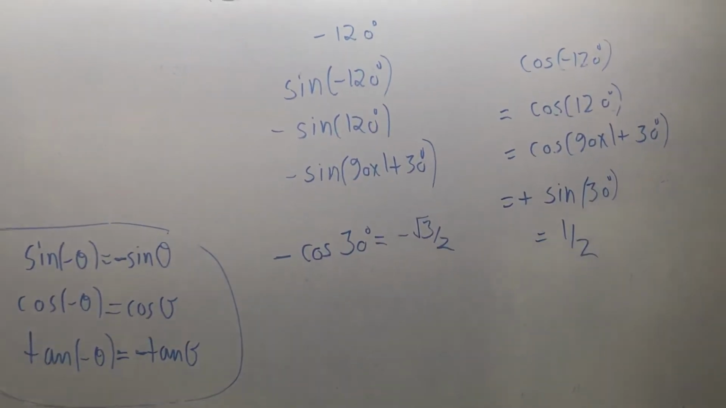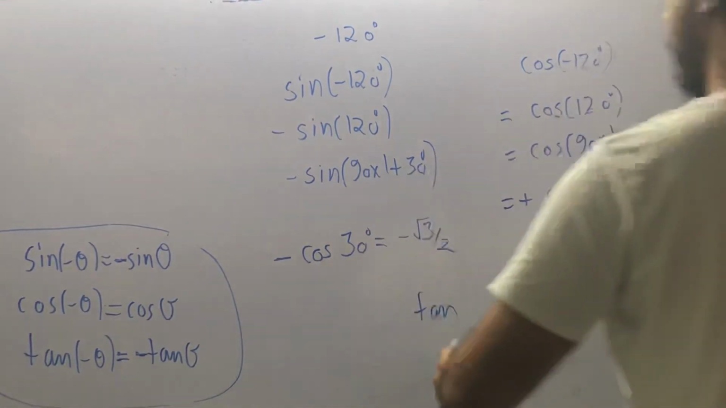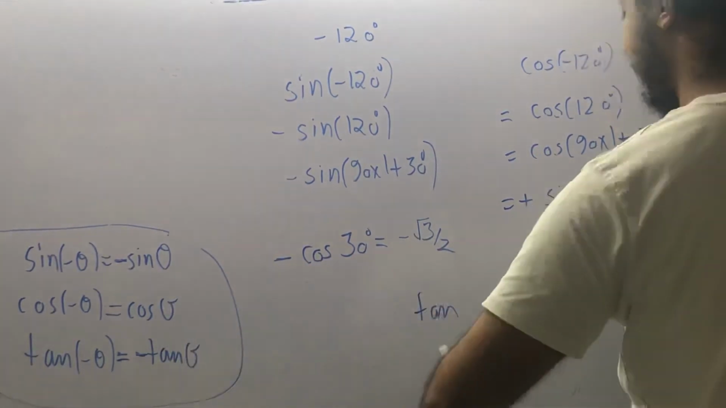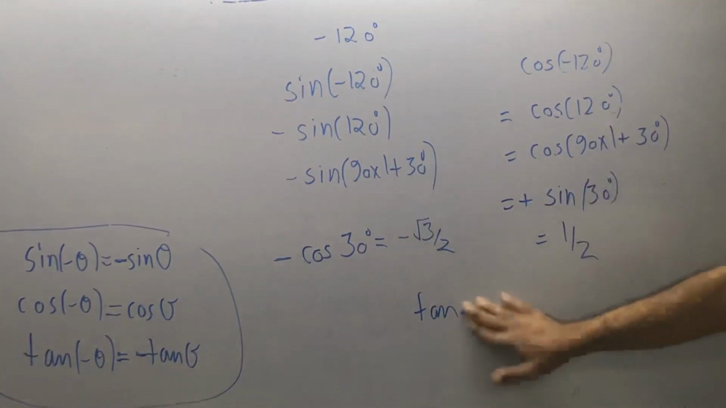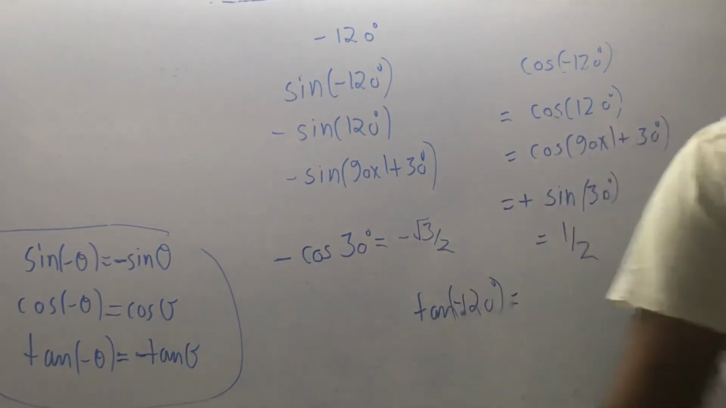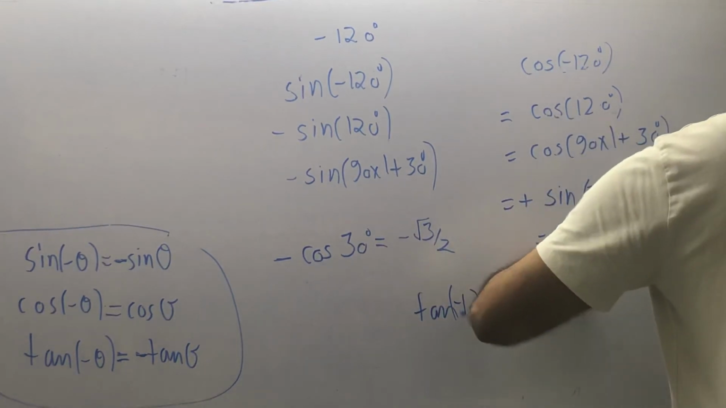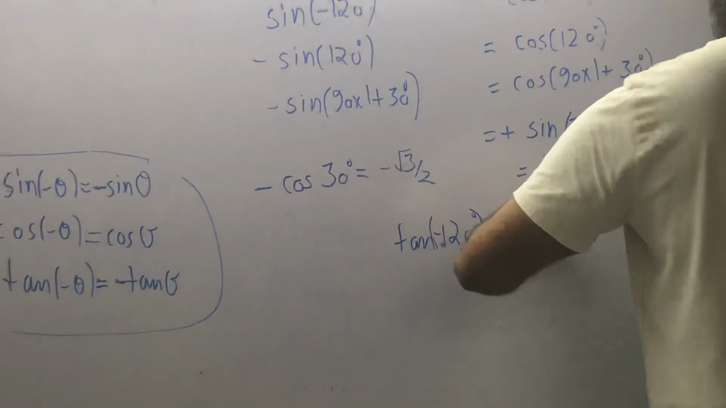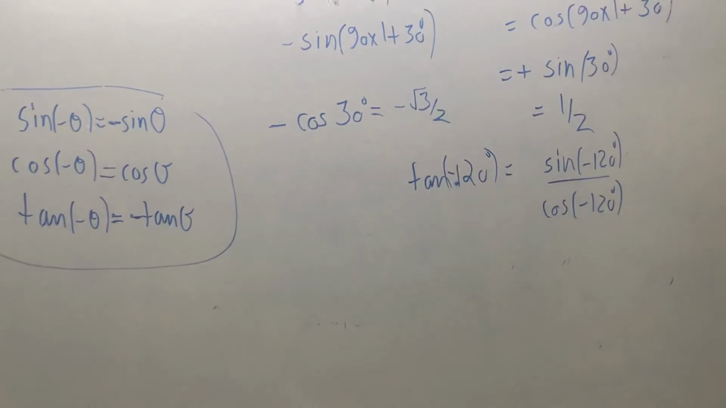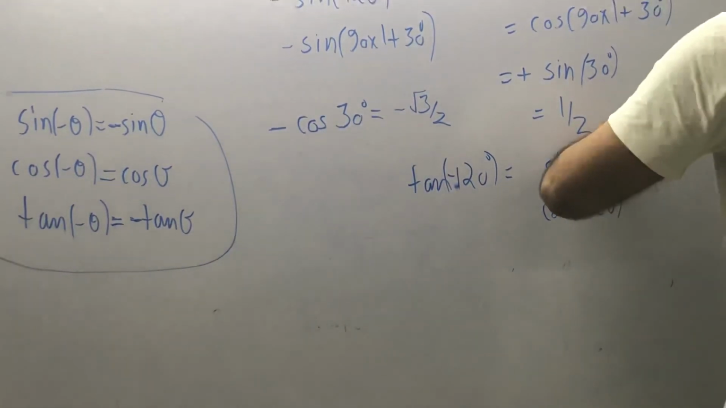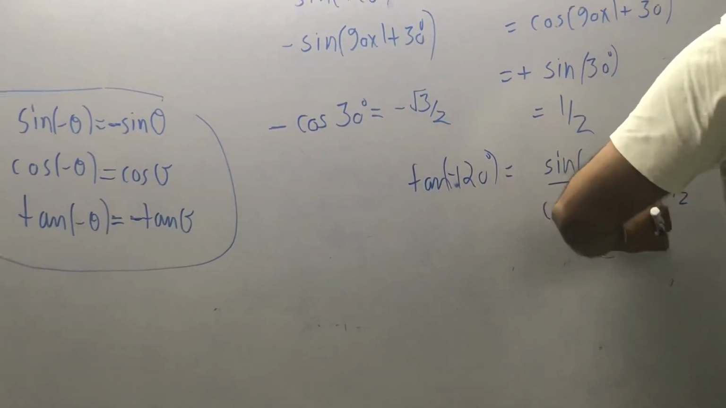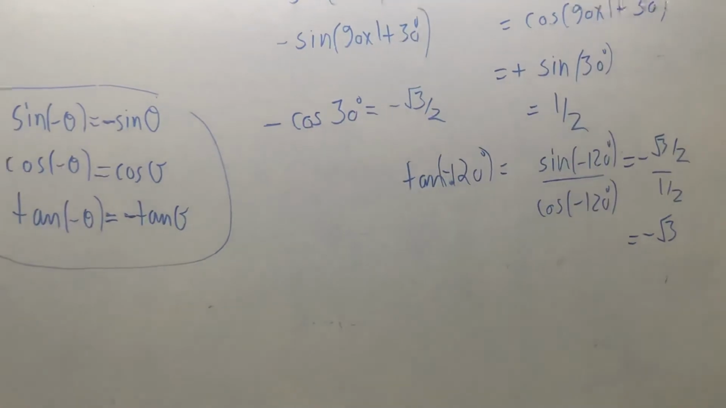Okay, tan minus 120 will be what? Simply divide sine 120 and cos 120 values, or you can use this formula, it's up to you. So tan minus 120 will be sine minus 120 upon cos minus 120. And this shall be equal to minus root 3 by 2 upon 1 by 2. This will be equal to minus root 3. I hope this is clear to you all.